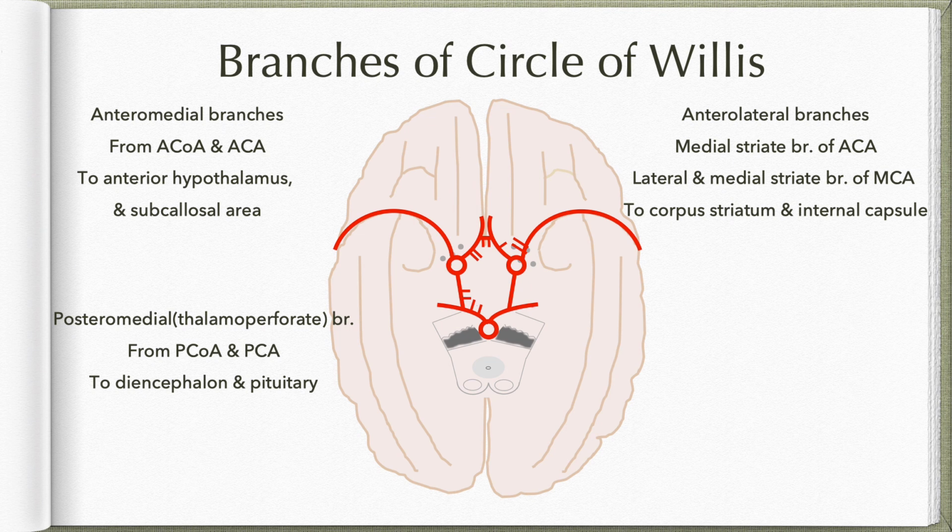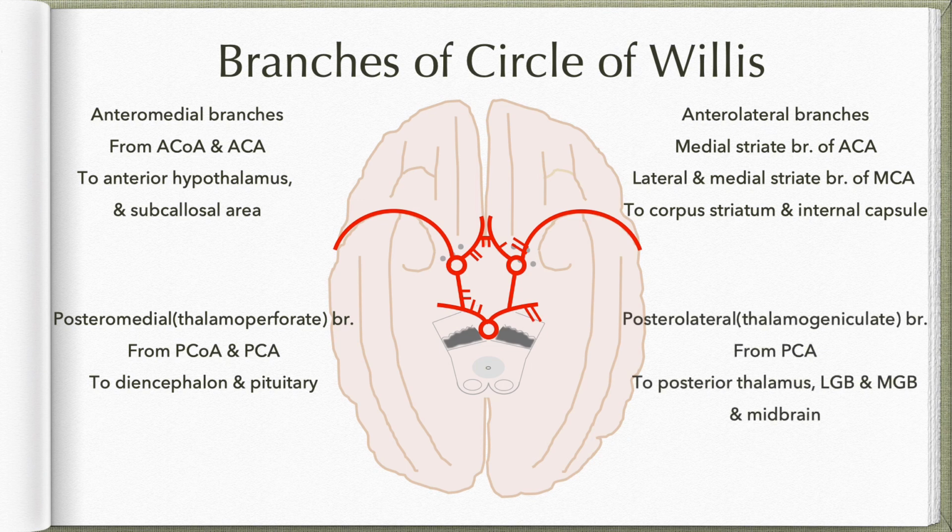And the last set of branches are the posterolateral branches, also known as thalamogeniculate branches. These are given from the posterior cerebral artery. They supply the posterior-most part of the thalamus, that is the area in and around the pulvinar, including the pulvinar, and also the lateral geniculate body and the medial geniculate body, and a few of these branches will also end up supplying the anterior part of the midbrain.